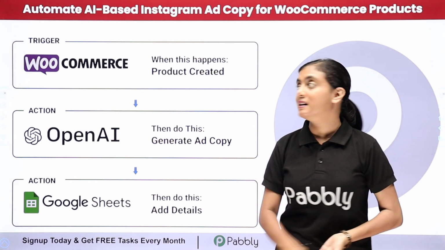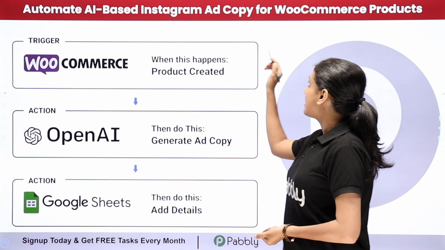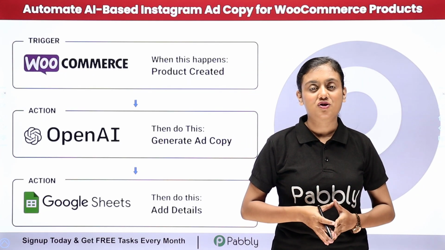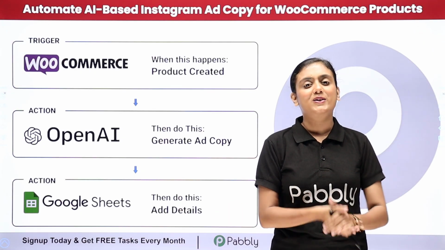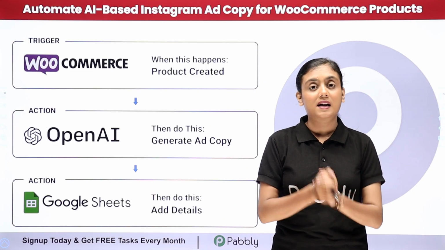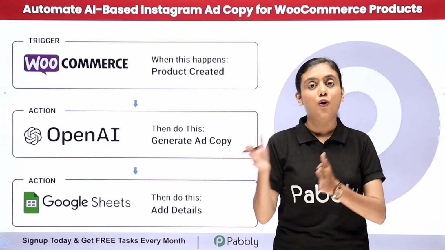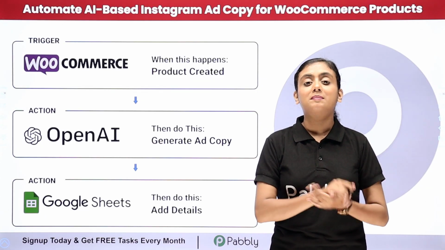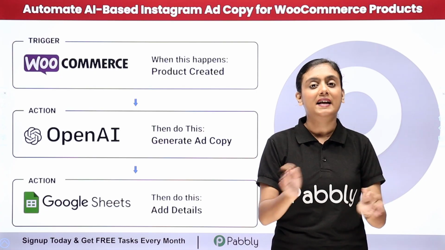In this video, we're going to learn how to automate AI-based Instagram ad copy for WooCommerce products. So I'm an owner of an online fashion apparel store and I manage my online store with the help of WooCommerce. I regularly launch new products in my business, and for each newly launched product, I have to write the Instagram ad copy, and doing that manually is a very time consuming and hectic task.